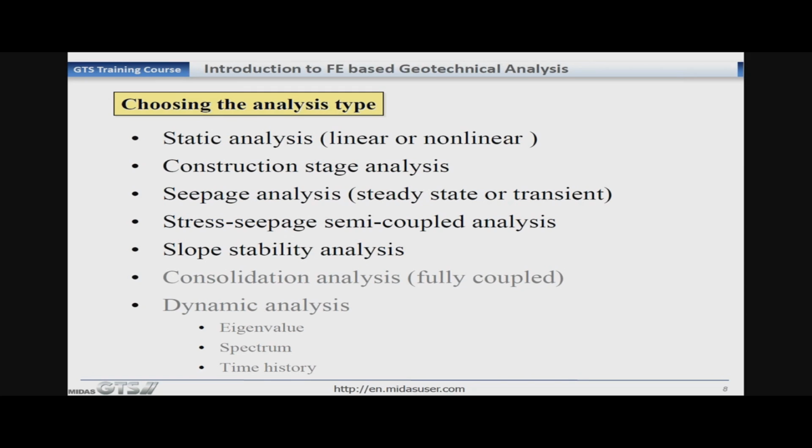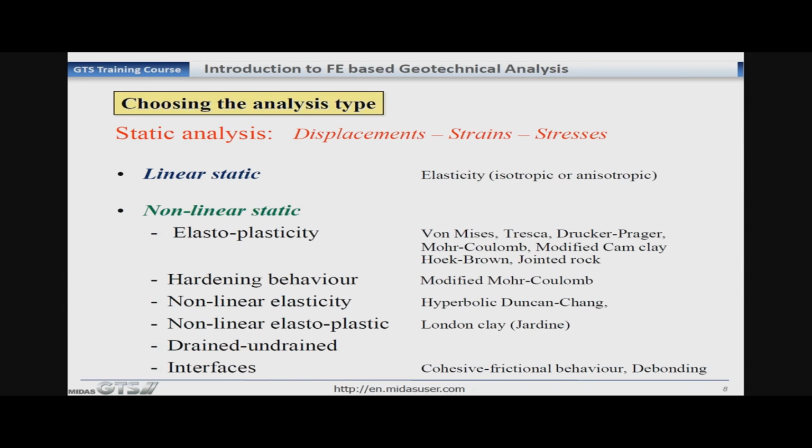These are the different types of analysis that we can perform. We can perform static analysis, be it linear static or non-linear static. We can perform construction stage analysis, and seepage analysis such as steady state or transient analysis. We can perform stress-seepage semi-coupled analysis, slope stability analysis, consolidation analysis, and dynamic analysis such as eigenvalue analysis, response spectrum analysis, and time history analysis.